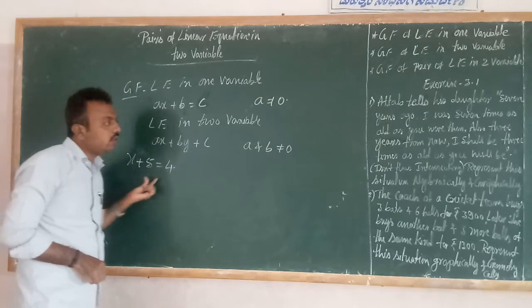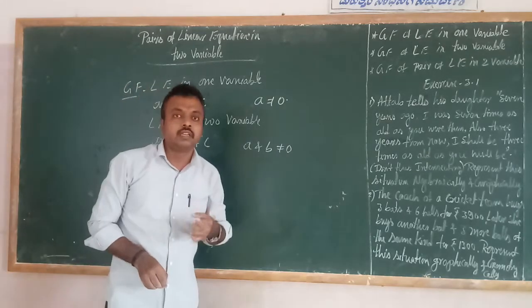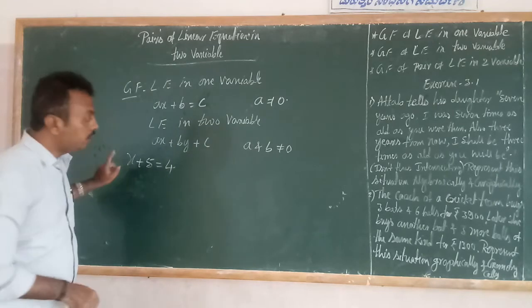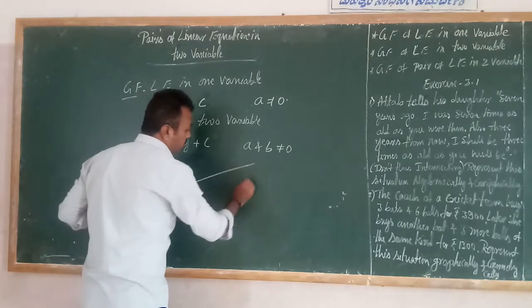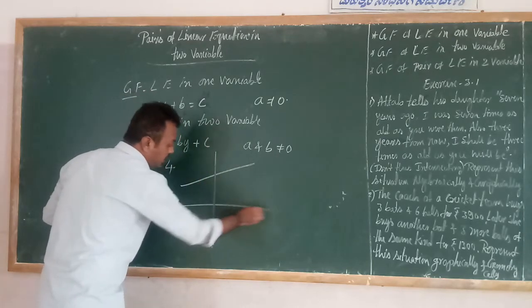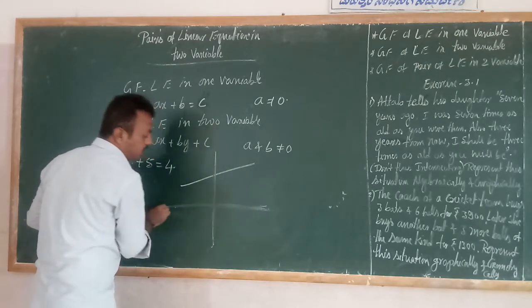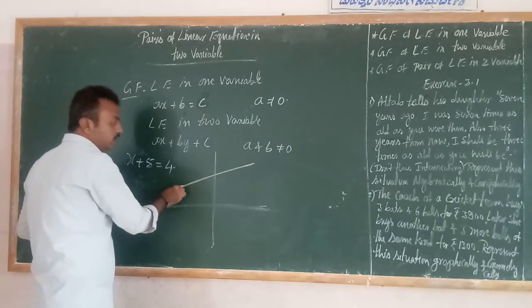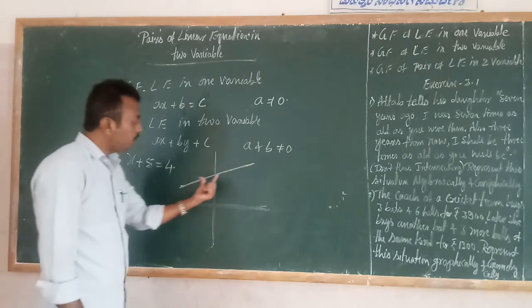If you draw the graph of a linear equation in one variable on the graph sheet, it becomes a straight line. Correct? So this is one of the graphs. This is the x and this is y, and this is the x-axis. So I will draw here. If you draw a linear equation in one variable, it becomes a straight line.